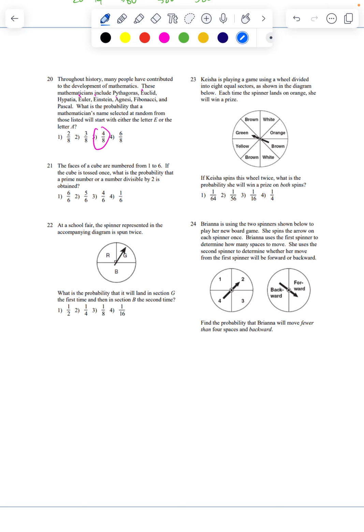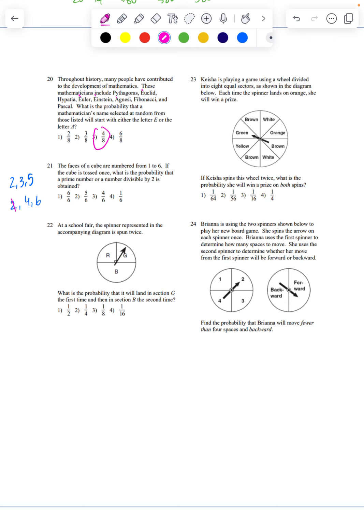So how many prime numbers are there between 1 through 6? Between 1 through 6, these are the prime numbers: 2, 3, and 5. Remember, 1 is not a prime number, and I'm not going to go into why over here. So, and or is divisible by 2 is obtained. So let's take a look. What is divisible by 2? So 2 is divisible by 2, 4 is divisible by 2, 6 is divisible by 2. Now, we don't want to count twice, so we're going to leave this out, right?